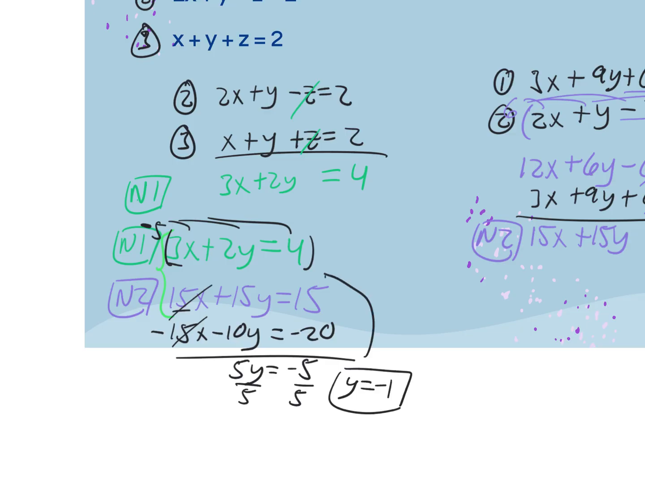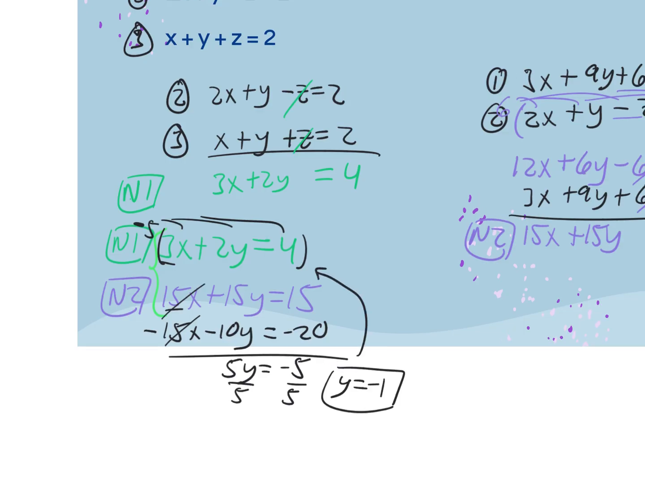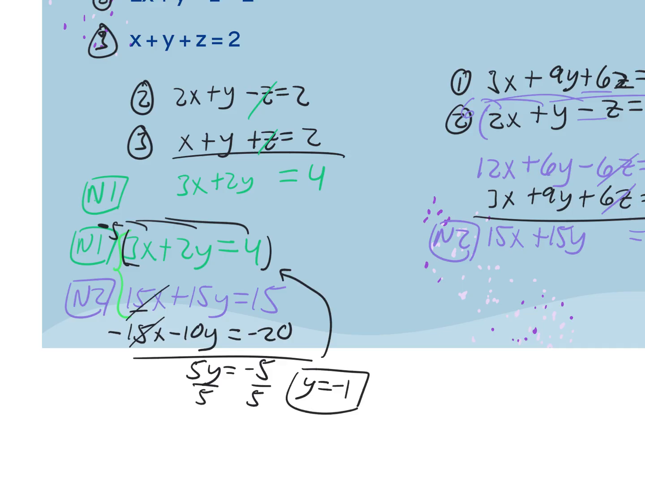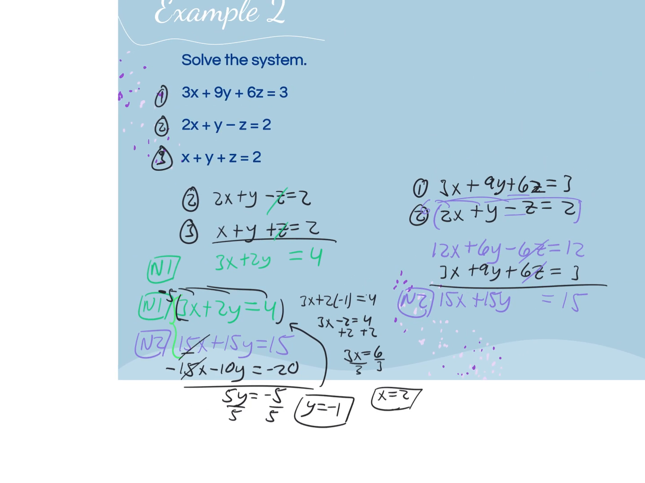And then I can plug that back into one of my two equations. It doesn't matter which one. And so we get a 3x plus 2 times negative 1 equals 4. I'm plugging it into the first equation. We end up with a 3x minus 2 equals 4. And then very simple algebra, we can add 2 on both sides, and we get 3x equals 6. Divide by 3, and we get x equals 2. So we already have 2 out of our 3 variables.